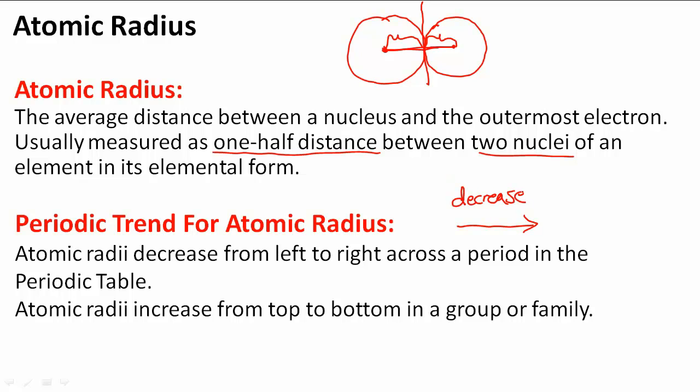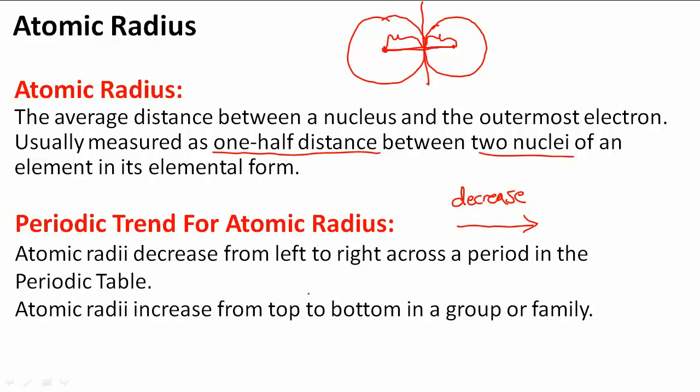And that makes sense because as I get more and more protons, I have more attractive force for the electrons that are in the same energy level in that period, so I can draw them closer to me. So it is very easy to see that when you keep adding protons as you move from left to right, you are decreasing the distance because you're pulling them closer.